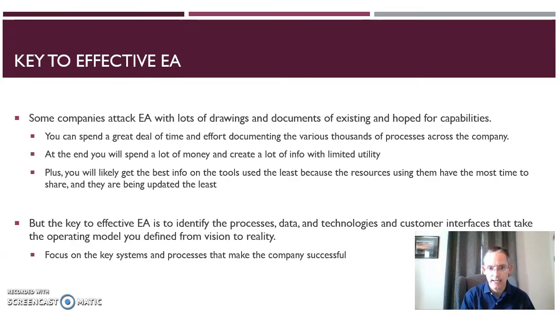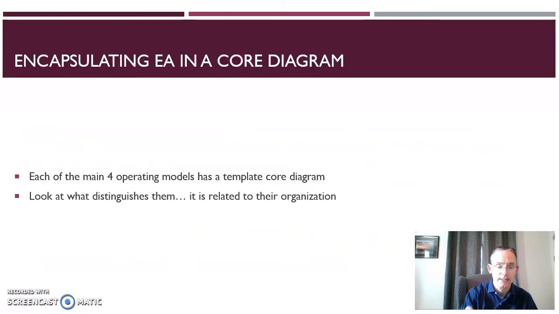So you'll see a lot of IT departments in big companies will have enterprise architecture systems that are integrated with their operations as well. That's sort of self-documenting kinds of things. Those are the kinds of systems that you really look for, and that's what they talk about when they talk about these EA systems. But the key to really effective enterprise architecture is just to identify the processes, data, technologies, and customer interfaces that the operating model you need to reflect can use to go from a vision to reality. So you focus on those key systems and processes that are going to make you successful as a business. You don't necessarily have to capture everything, and that's what's key about this.